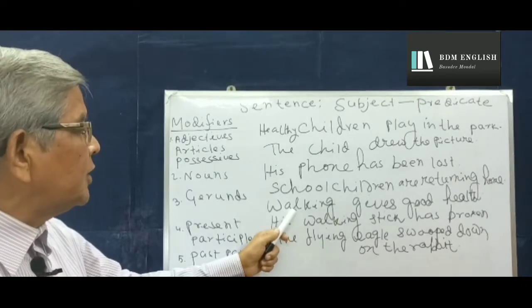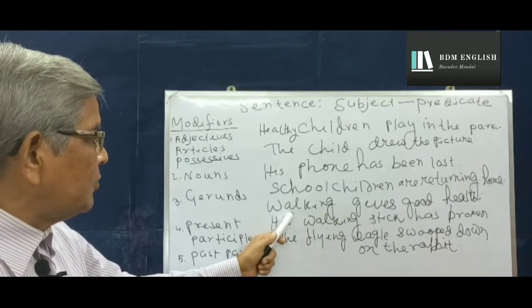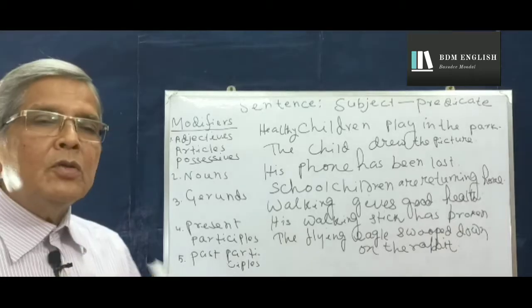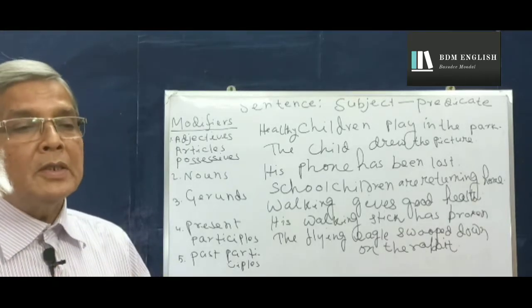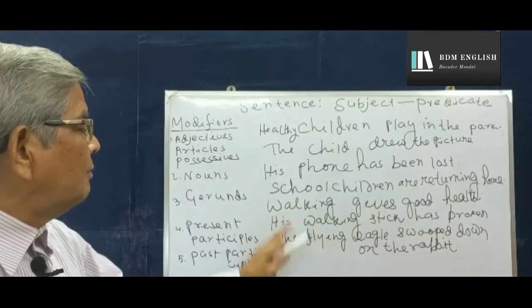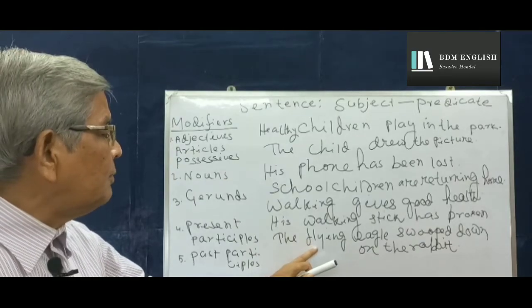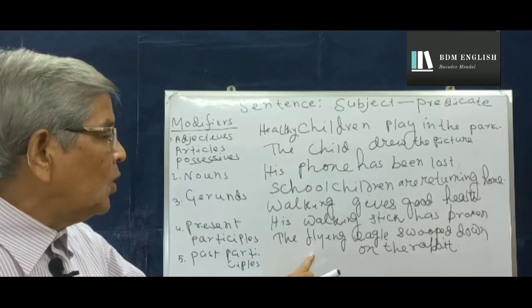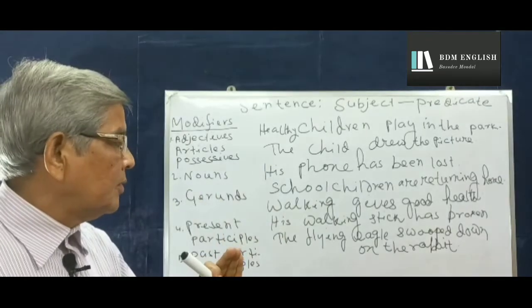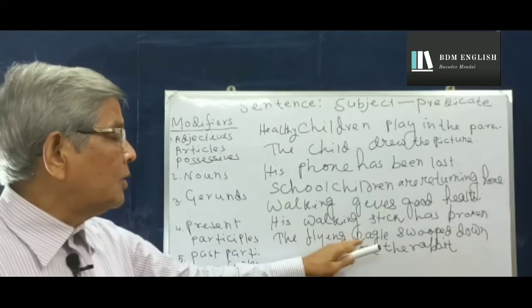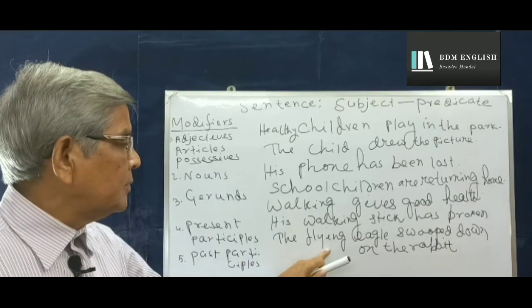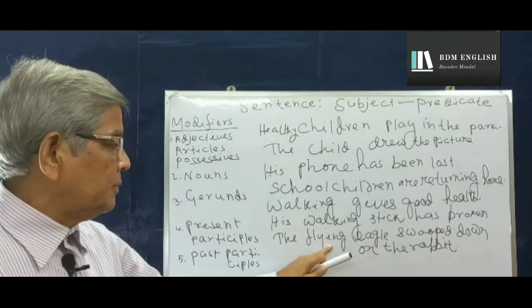A gerund can be used in a general sense, as in this sentence, walking gives good health. We need not mention the doer. We cannot mention the doer here. But while an ing form is used as a present participle modifier, we must place the original doer or agent of the verb as near as possible to it.